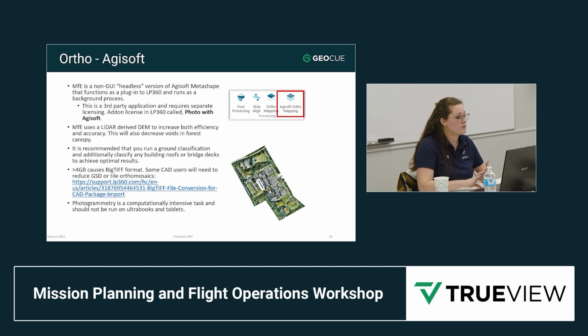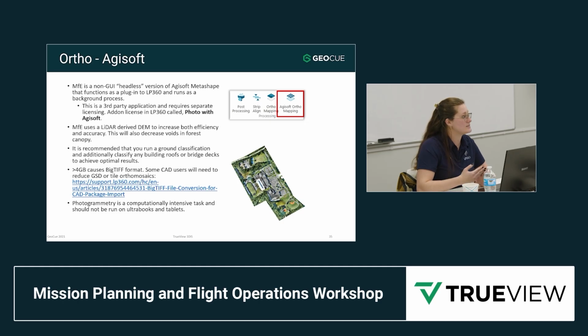Now we have two different ortho tools that I'm going to talk about here. The first one is the Agisoft Ortho Mapping Tool. Now this tool functions as a headless version of the Agisoft Metashape software. So this is essentially a plugin for LP360 that will run in the background. You do have the ability to run through the cloud or locally. But it does require separate licensing since this is a plugin of a separate software.